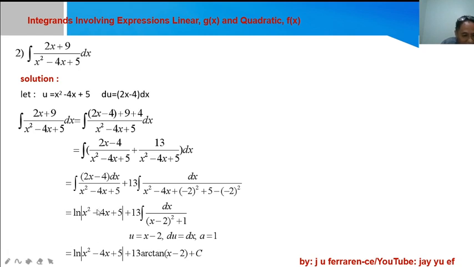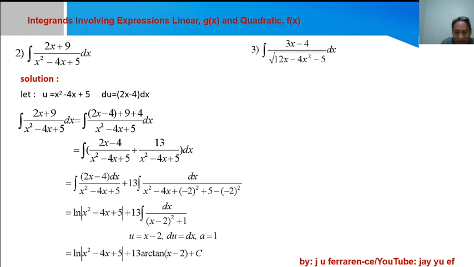So, the integral is 1 over a, but that is 1. So, arctan of u over 1, no? x minus 2 over 1. So, your final answer is just as good as that.